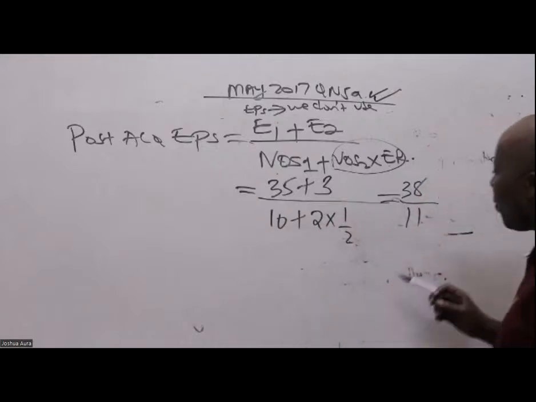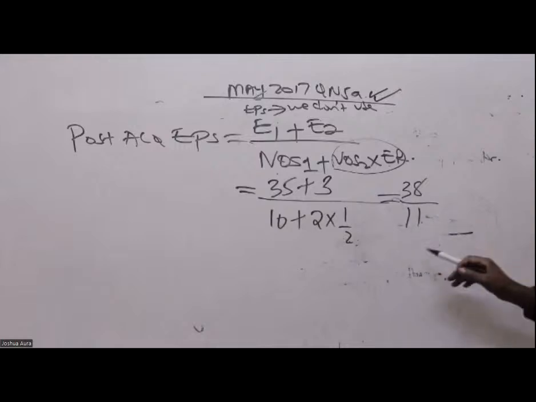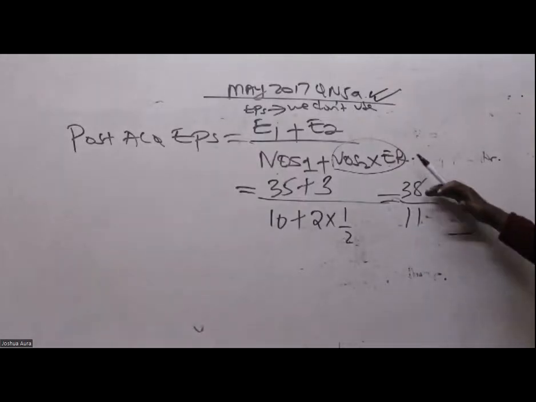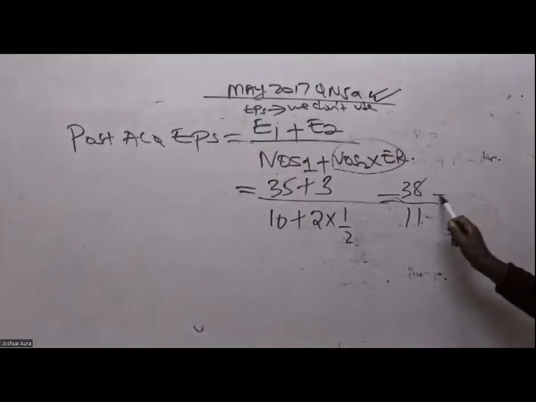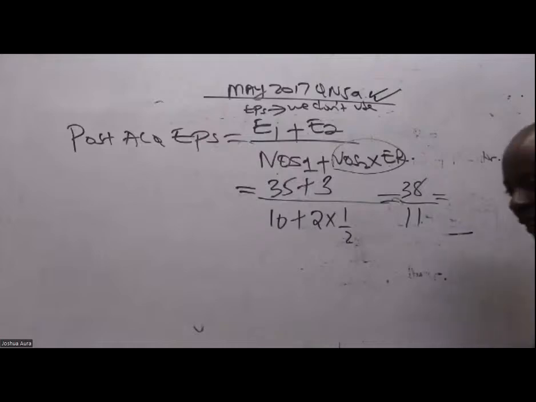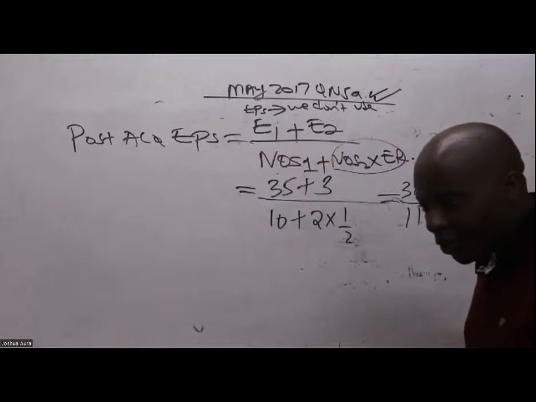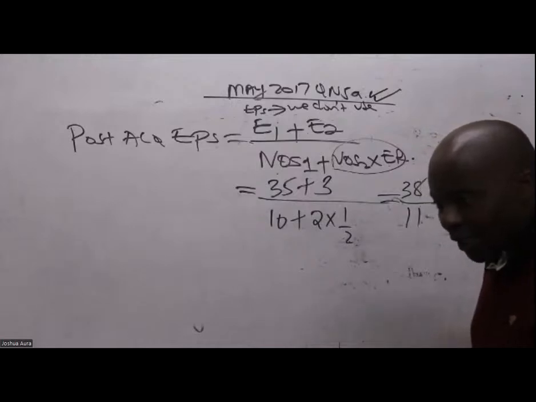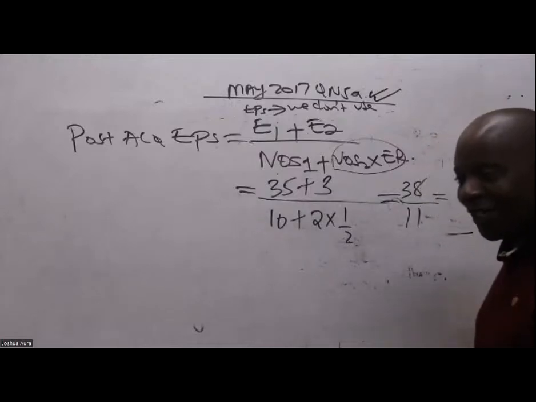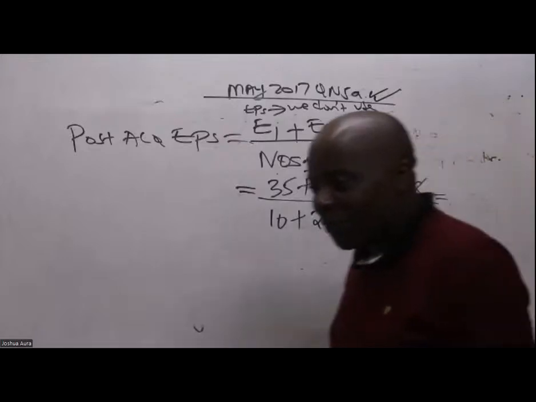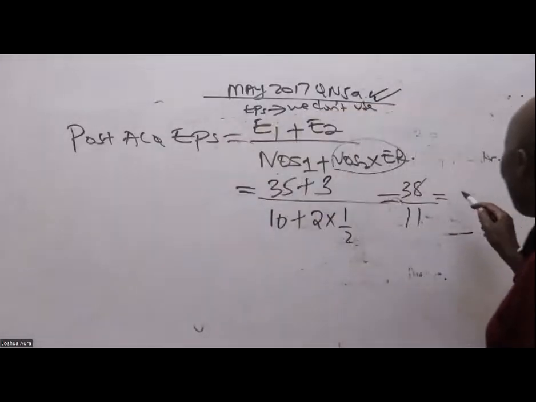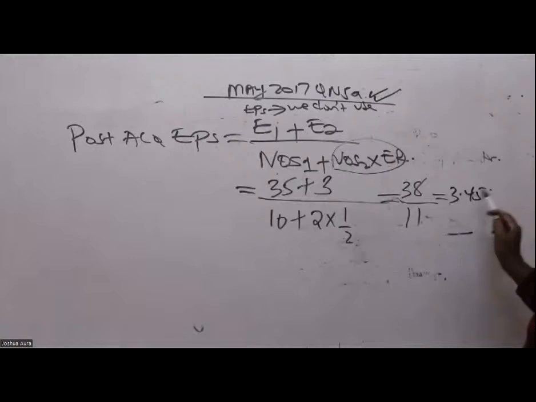So first of all, are we in agreement that this 11 is correct? Thank you so much. Great. So then what is 38 over 11? Thank you, Rachel and Jerry. We have 2 Jerrys this time around. 3.45. Thank you so much.